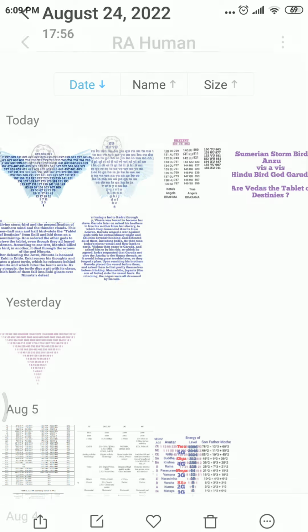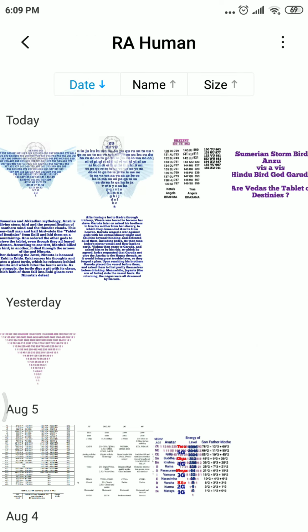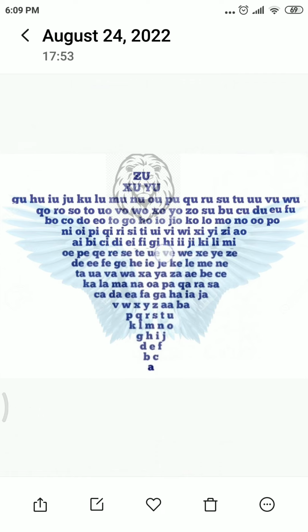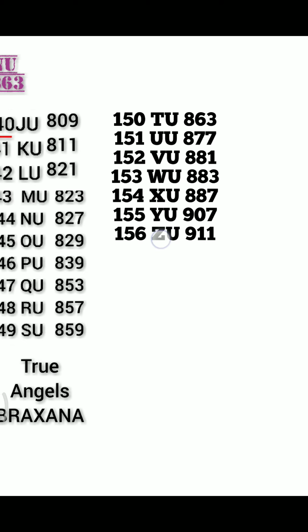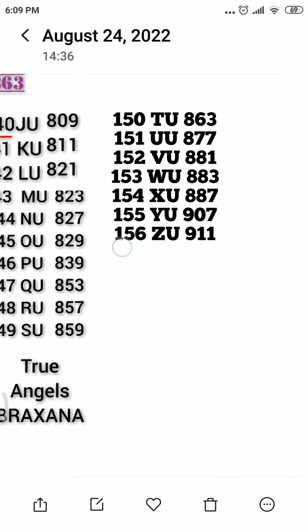So from here to here, when you arrange these letters, or what do you call the syllables representing the prime numbers, then 153 will end here. But as we have already seen, ZU is the 156th syllable, rather, in my naming convention. The 156th syllable is ZU, which is equal to 911.